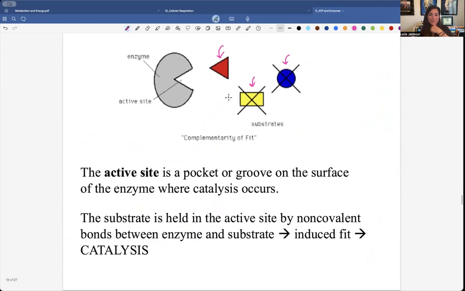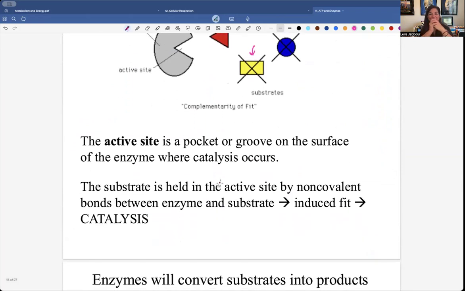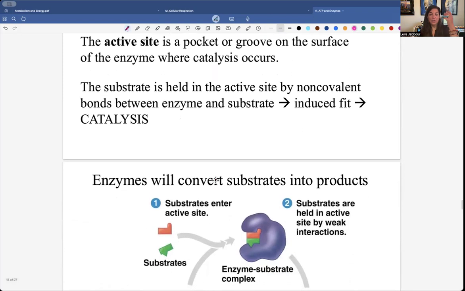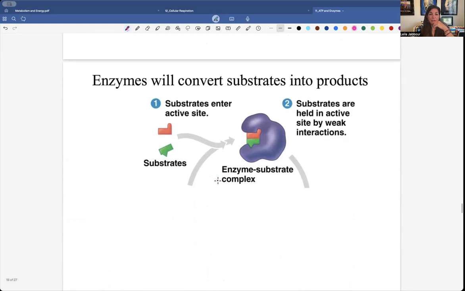Okay. So the substrate is held in this active site by non-covalent bonds. So there's no attachment on the enzyme. It just kind of gets hugged, like a hug, without the actual bonding. It's just a very tight fit, and the catalysis takes place. So the enzyme will convert the substrates into the products. So the substrates enter the active site.